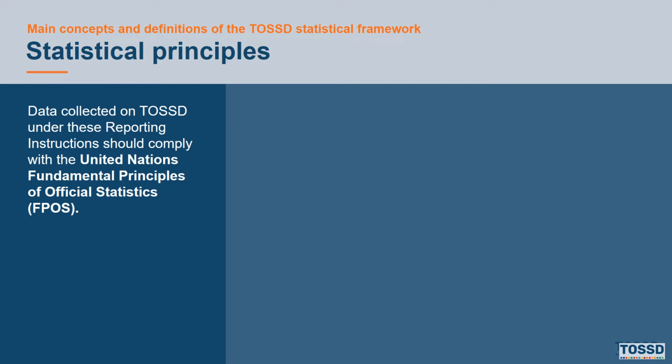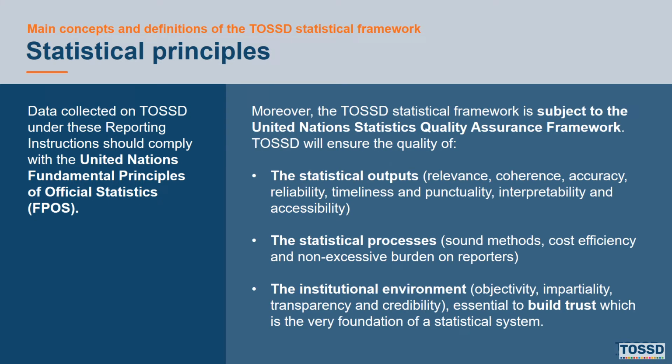TOSSD is an international statistical framework and therefore needs to follow internationally agreed statistical principles. Data collected on TOSSD should comply with the United Nations fundamental principles of official statistics. Moreover, the TOSSD statistical framework is subject to the United Nations Statistics Quality Assurance Framework. TOSSD will ensure in particular the quality of the statistical output, for example, the relevance, coherence, accuracy, reliability, timeliness, interpretability, and accessibility of the statistical output.